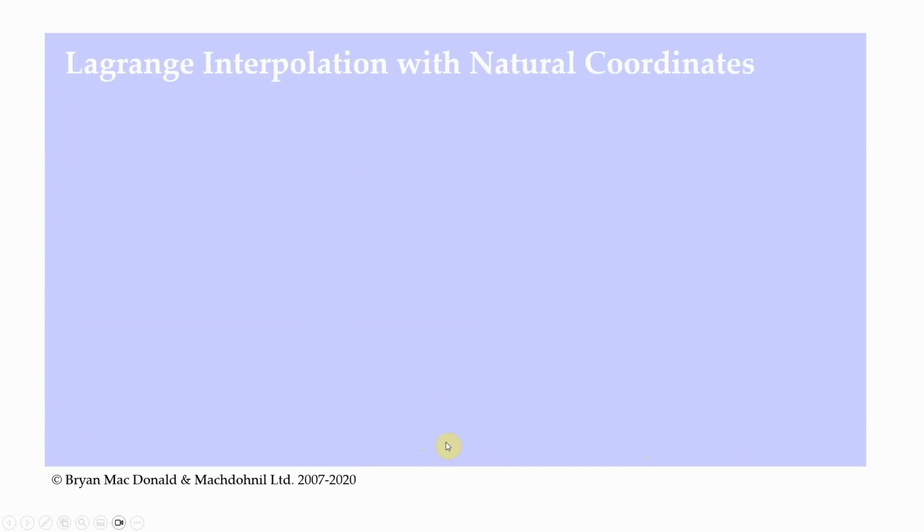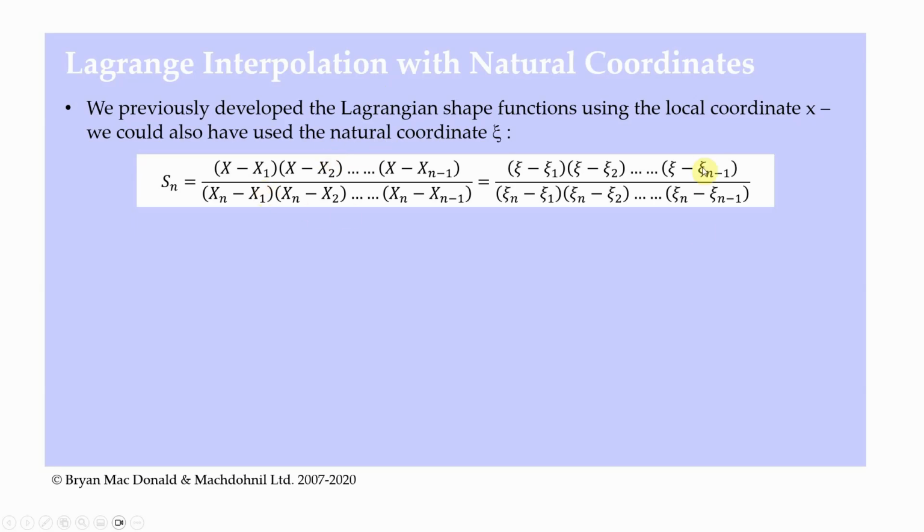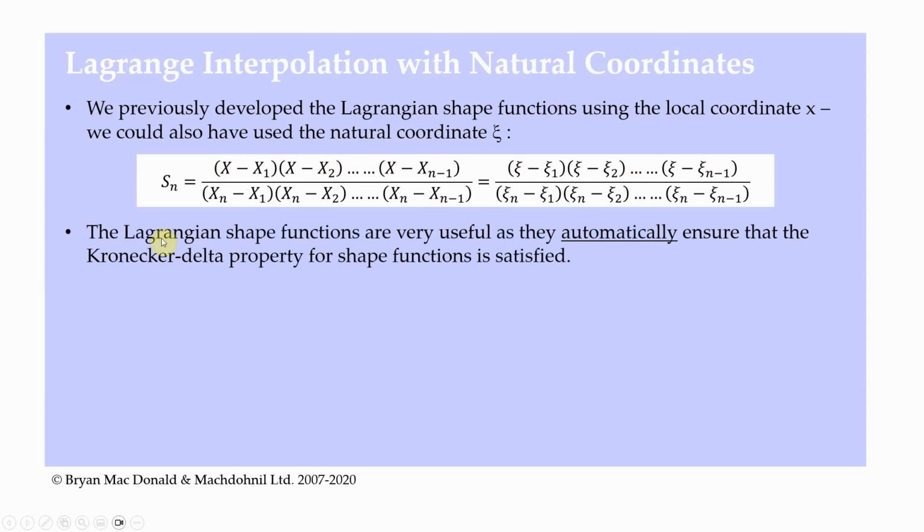So let's go back to Lagrange again and look at Lagrange interpolation with natural coordinates. So we previously developed the Lagrange shape functions using the local coordinate x, but we could have also used the natural coordinate eta. And again, we really just use exactly the same form, but instead of having x, we're using eta. And the Lagrangian shape functions are very useful as they automatically ensure that the Kronecker delta property for shape functions is satisfied. And let's take a look at this by again picking some kind of arbitrary element.